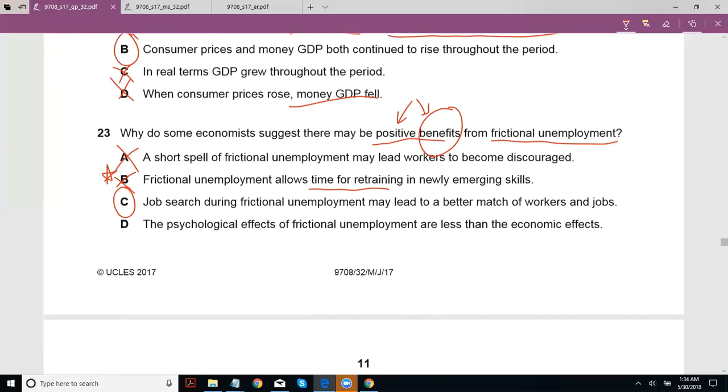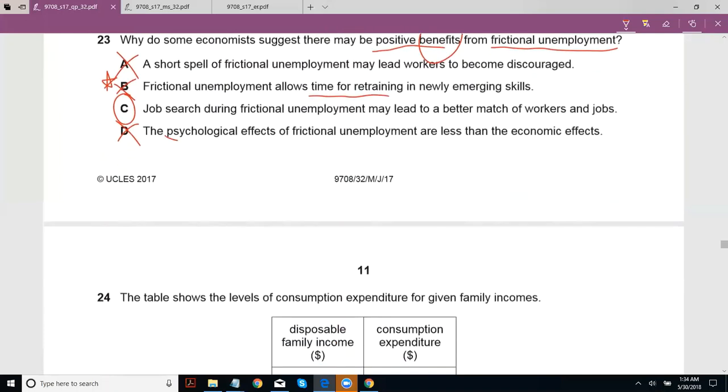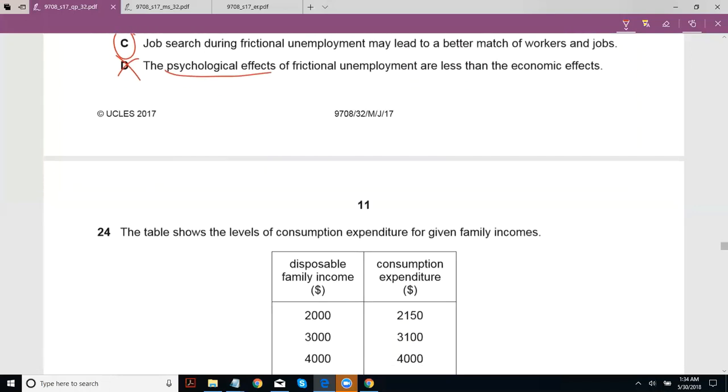I mean, how is that a benefit though? It's just like saying, okay, it's not that bad. So like, psychological effects obviously would be negative, because of self-esteem, loss of self-esteem, all of that type of stuff when you're unemployed.